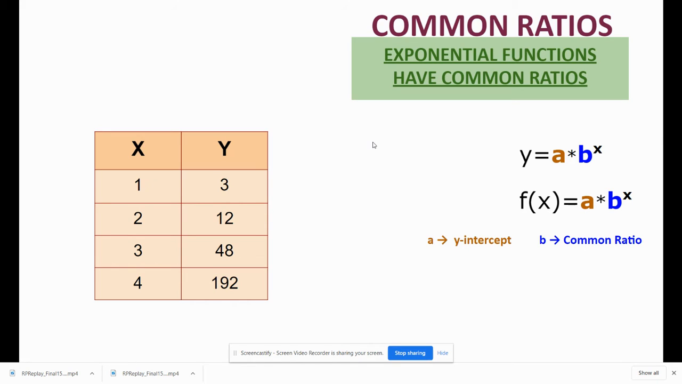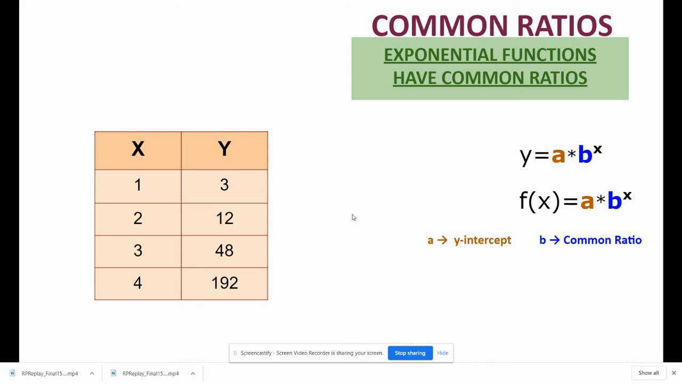Mr. Haley here. Want to go over common ratios and how do you take the common ratios that you find on a table and turn that into a formula for an exponential function. So if you look on the screen to the right, you will see the formula for exponential function is a times b to the power of x, and that can have a y or a f of x on there. Remember that a is the starting point, which is the y-intercept, and b is the common ratio.